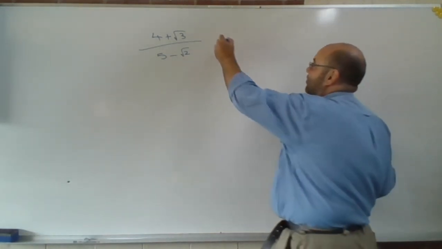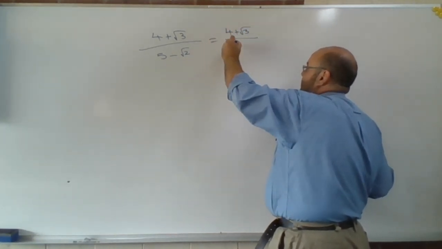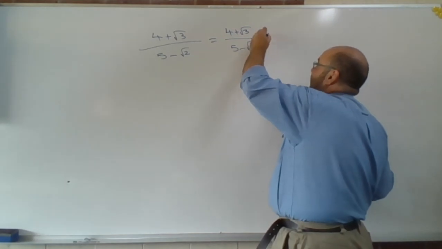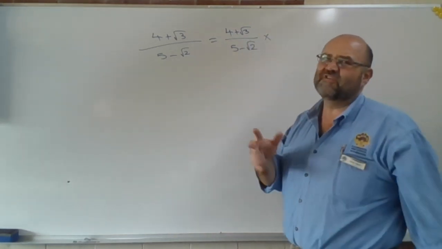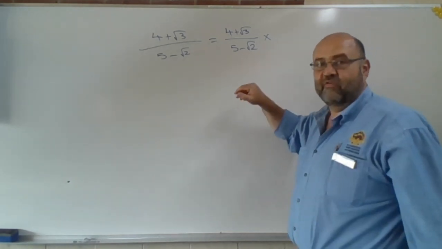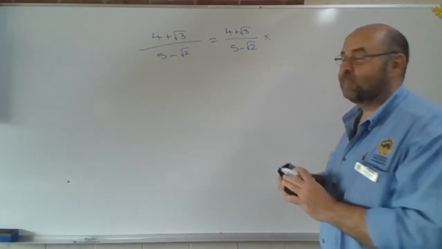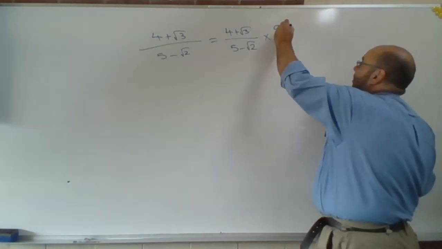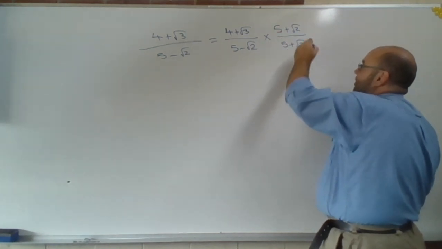So to get a rational denominator, I need to multiply above and below by the conjugate. Remember, the conjugate is that fancy word that mathematicians like to use. The conjugate of 5 minus root 2. So in other words, the same as what's here, but the sign in the middle is different. So it's going to be 5 plus root 2 over 5 plus root 2.